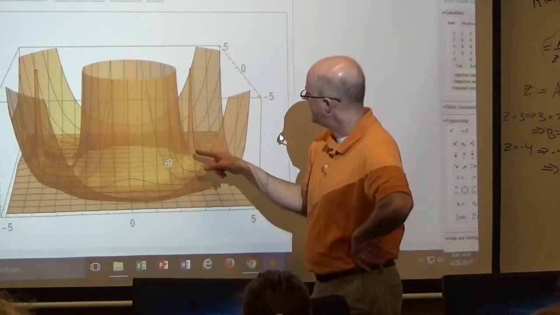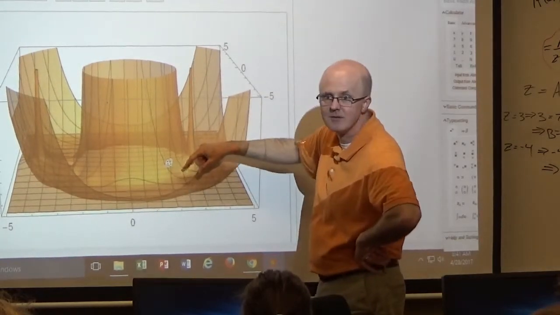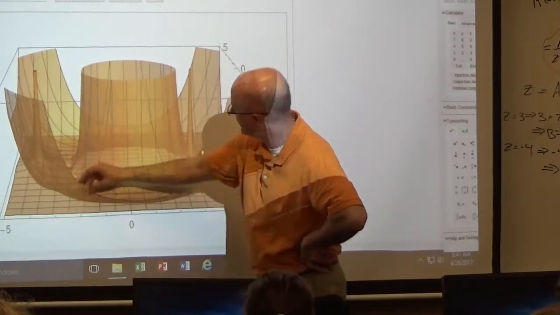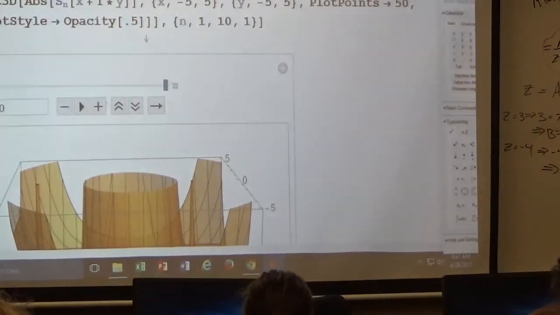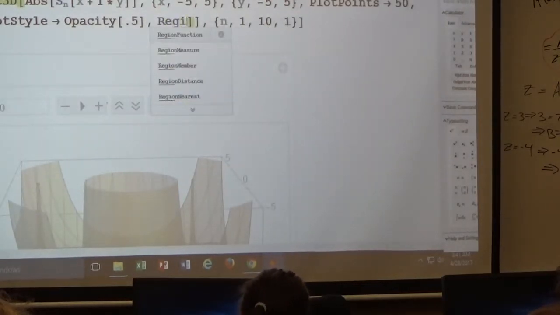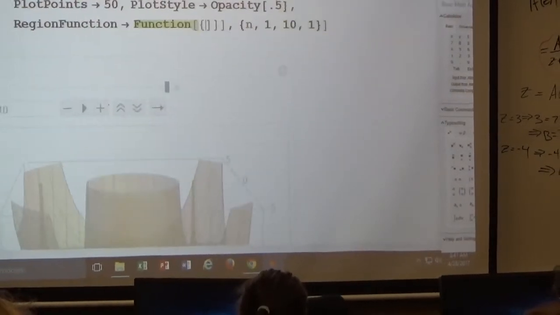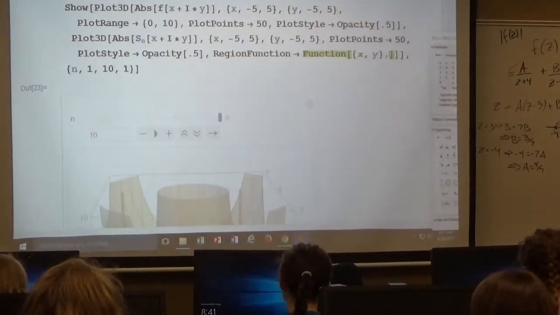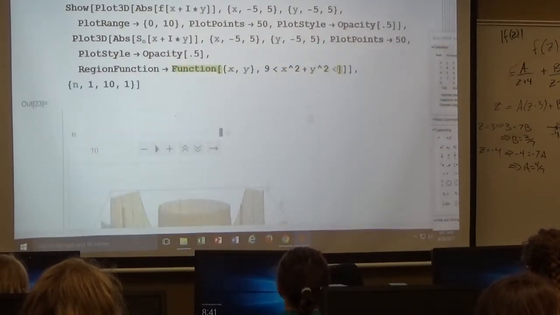And that reminds me, the annular region does not go between these two things. It's outside of that pole that was at z equals 3, but inside of this pole over here. If I try to use RegionFunction to restrict things, that might make it prettier. I'm not sure. Let's see. RegionFunction. Function. I think I got the syntax memorized here. x comma y comma, okay, if I want to be between the circle of radius 3 and the circle of radius 4, I want 9 less than x squared plus y squared less than 16.